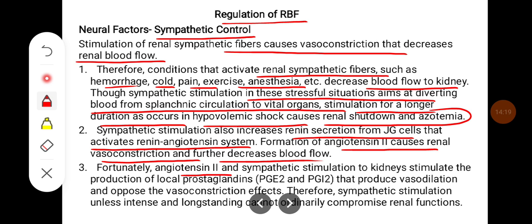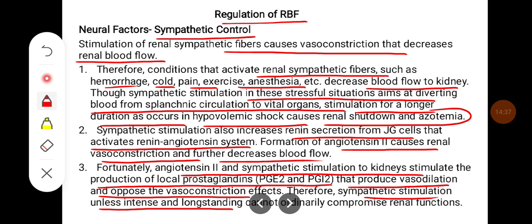Fortunately, angiotensin II and sympathetic stimulation to the kidneys stimulate the production of local prostaglandins, that is prostaglandin E2 and I2, that produce vasodilatation and oppose the vasoconstriction effects. Therefore, sympathetic stimulation, unless intense and long-standing, cannot ordinarily compromise renal functions.